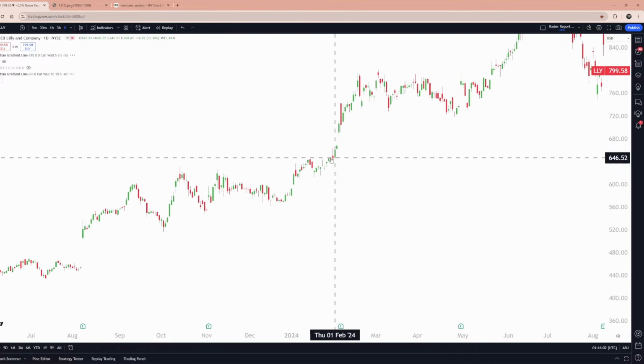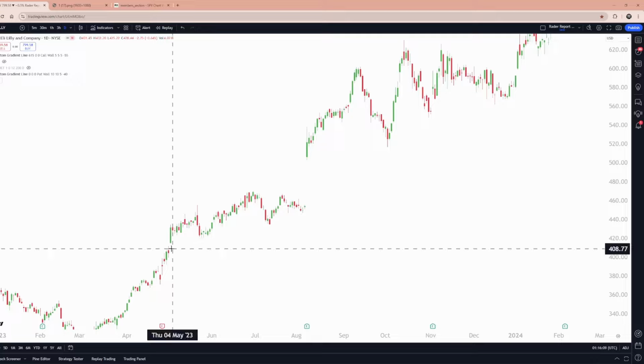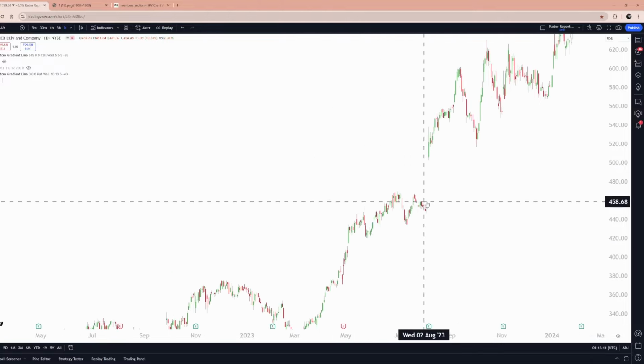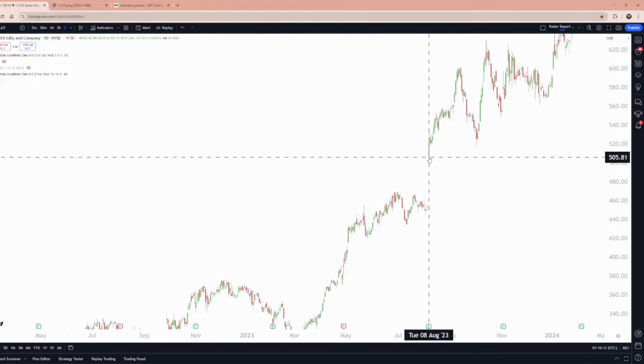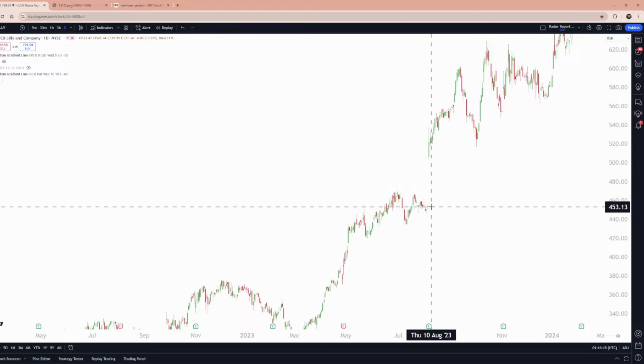Now, to be very clear, shot gaps have to go in the opposite direction of where the trend was initially going. So for example, Eli Lilly here was absolutely rocketing to the upside. When you have a gap on earnings like this, it is not a shot gap. While it can be considered an expansion zone, this is not really considered a shot gap.